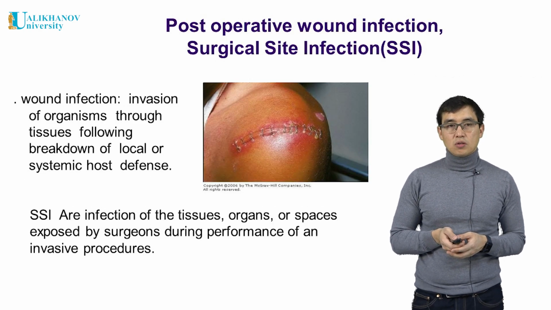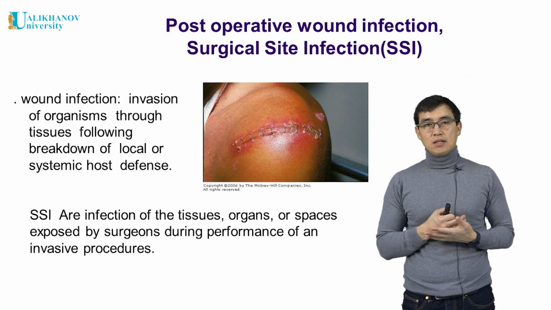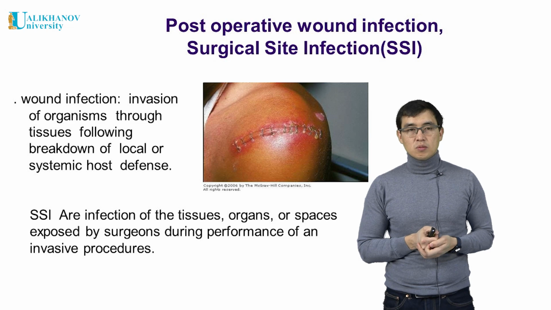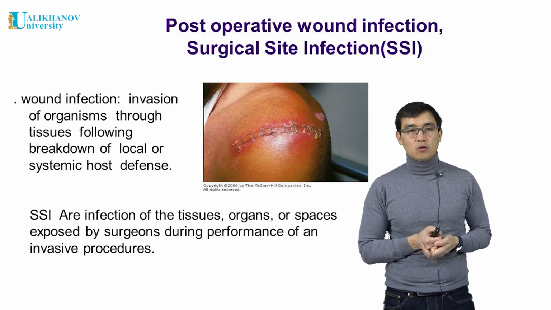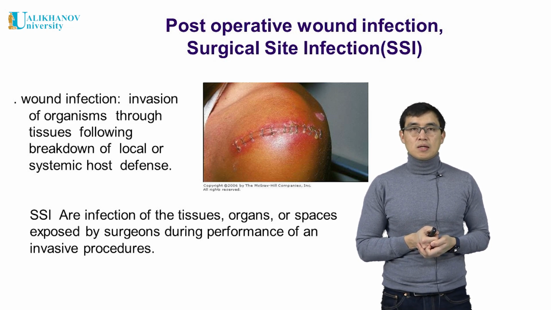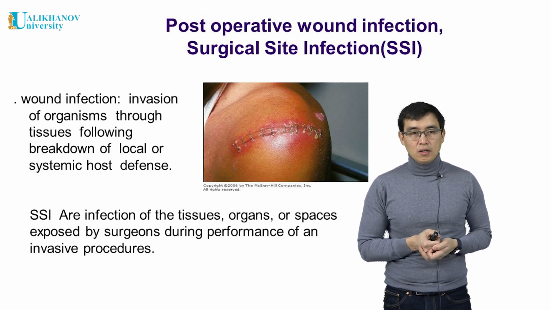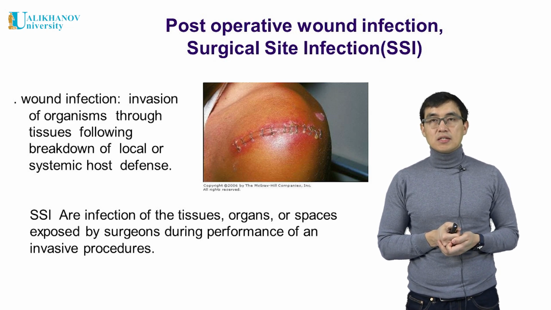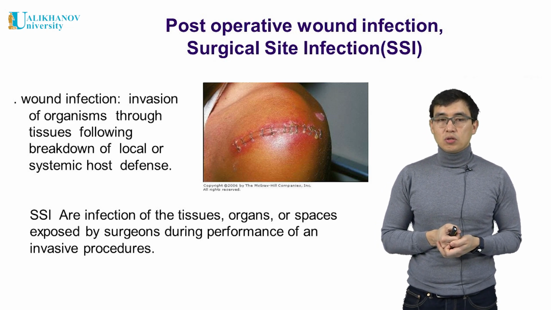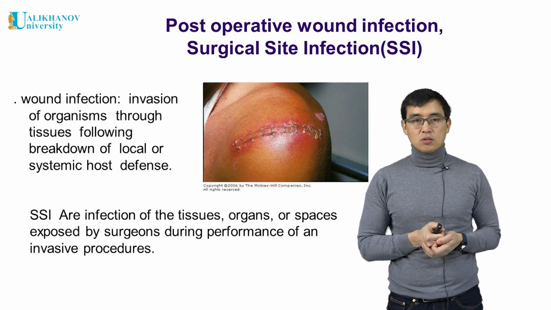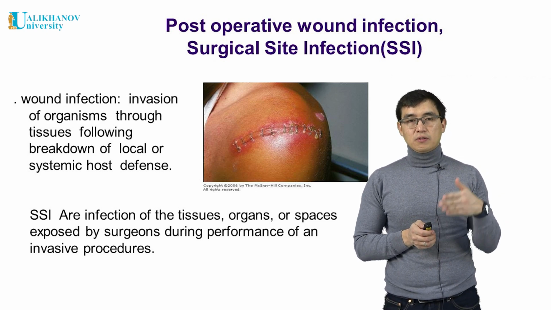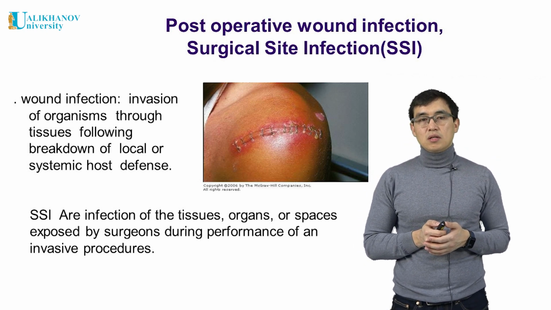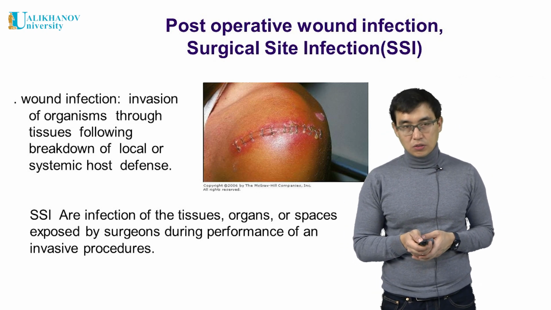Postoperative wound infection, or another name, surgical site infection, SSI. It's a wound infection, invasion of organisms through tissue failing, breakdown of a local or systemic host defense. SSI is an infection of tissues, organs, or spaces exposed by surgeons during performance of an invasive procedure. So at this picture you can see after suturing we have some hyperemia. So it's a feature of surgical site infection.